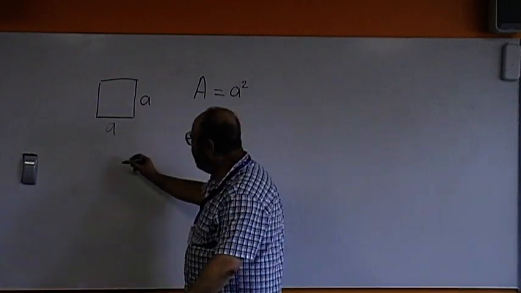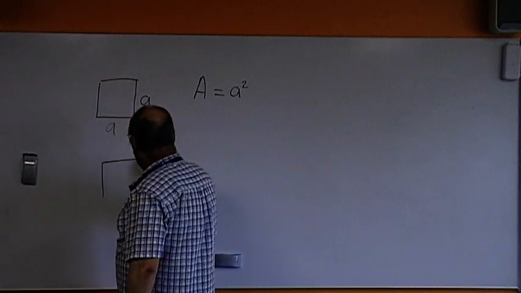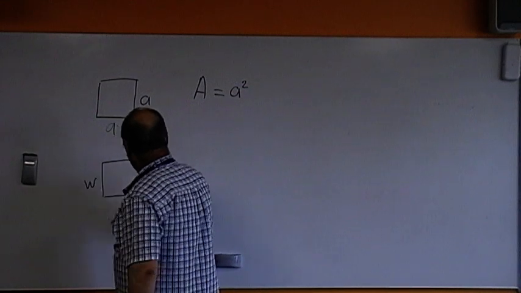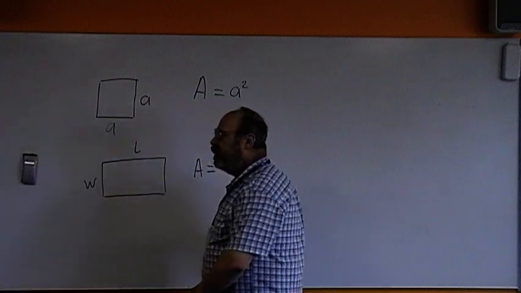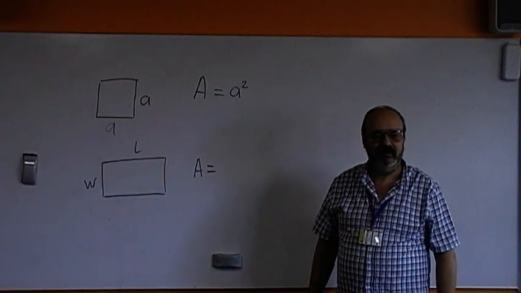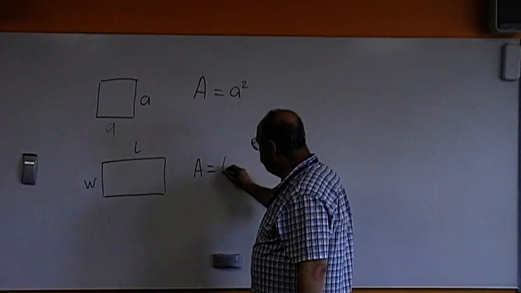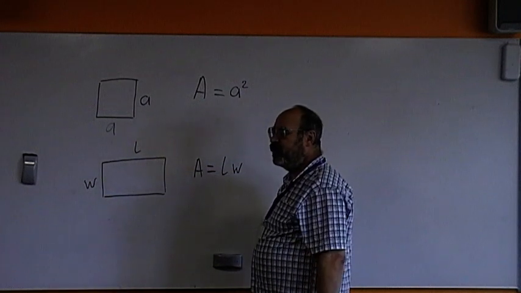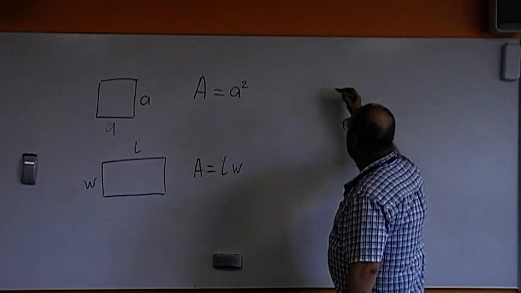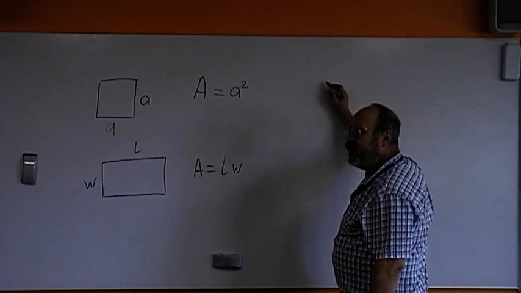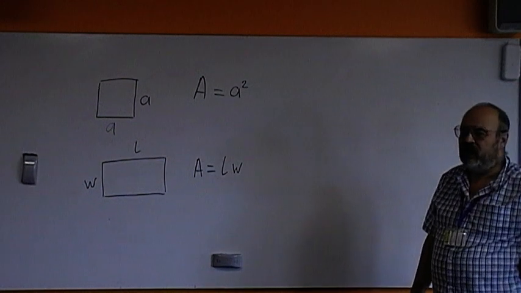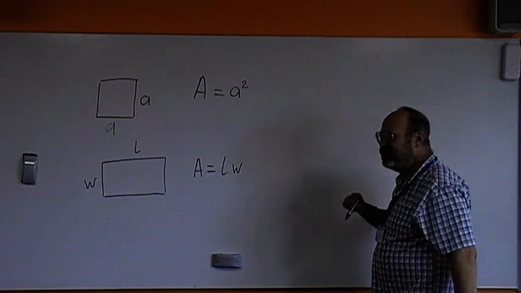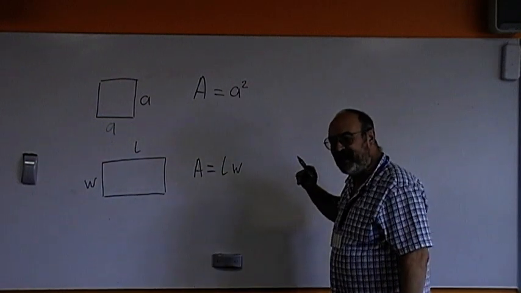If we have a rectangle with a length and a width, what will be the area of this rectangle? Length times width. Yes, it will be length times width. Not squared, because it is length times width. What will be the area of the rectangle if we have, let's say, a big table for study at home? I don't know, I'm just making it up.